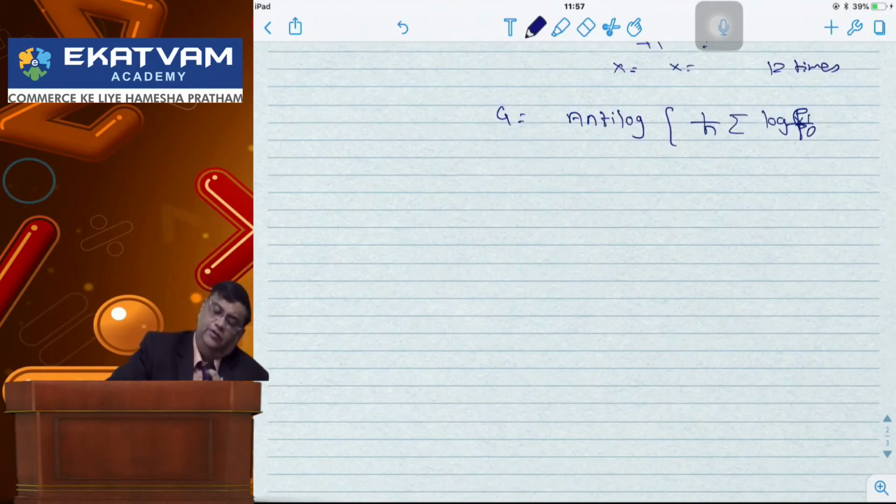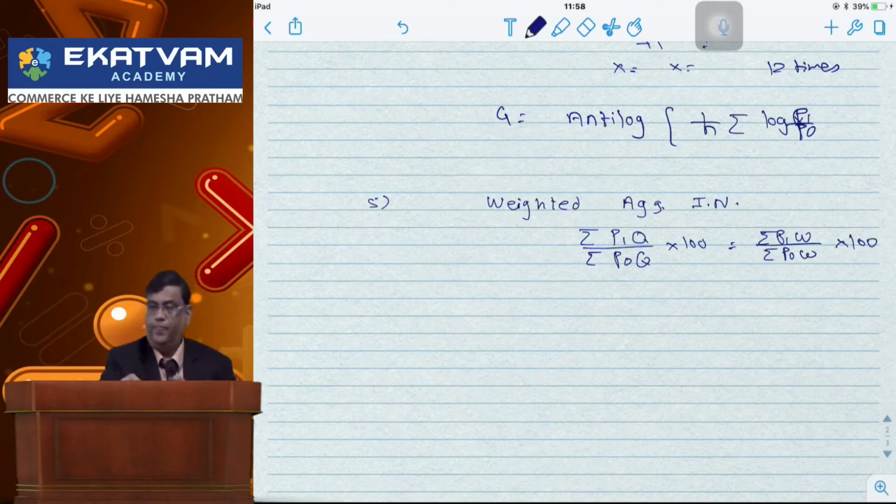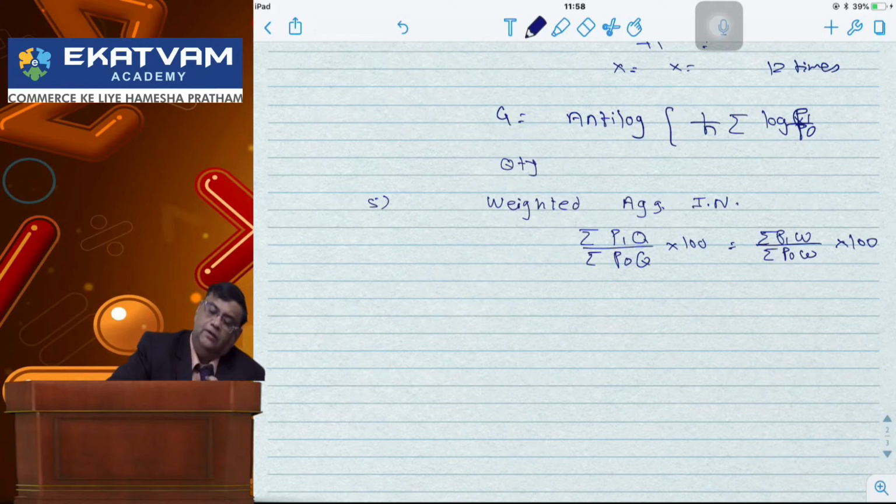Then my next question is, as a fifth formula, tell me what is weighted aggregative index number. It is sigma P1Q upon sigma P0Q into 100. Otherwise it is sigma P1W over sigma P0W into 100. Where always remember, quantity is weight. Weight is like frequency. So weight is nothing but frequency as well.